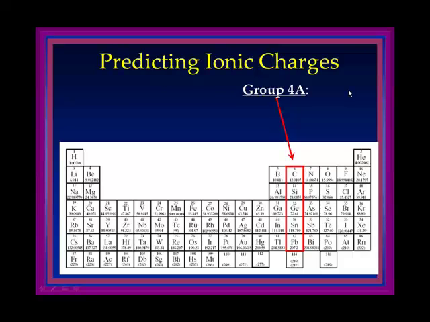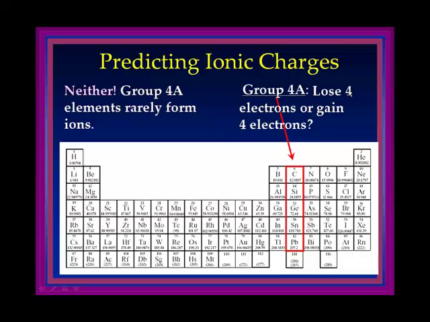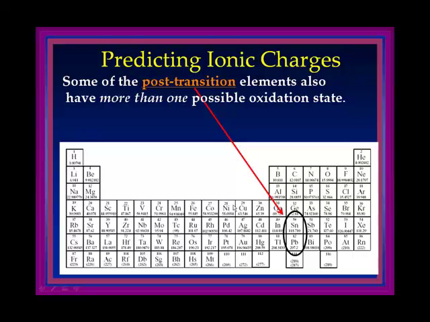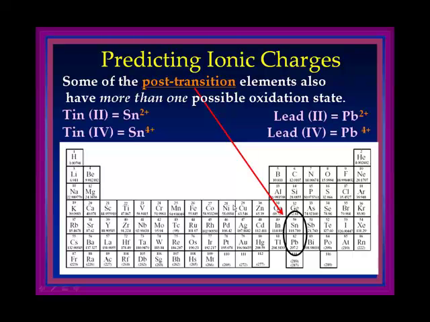We also do this for group 4A. Some of them do form ions, mainly tin and lead down here at the bottom, Sn and Pb. And they do have more than one oxidation state. Okay, so tin 2 and tin 4. And I'm going to show you how to get those oxidation states here in just a moment.